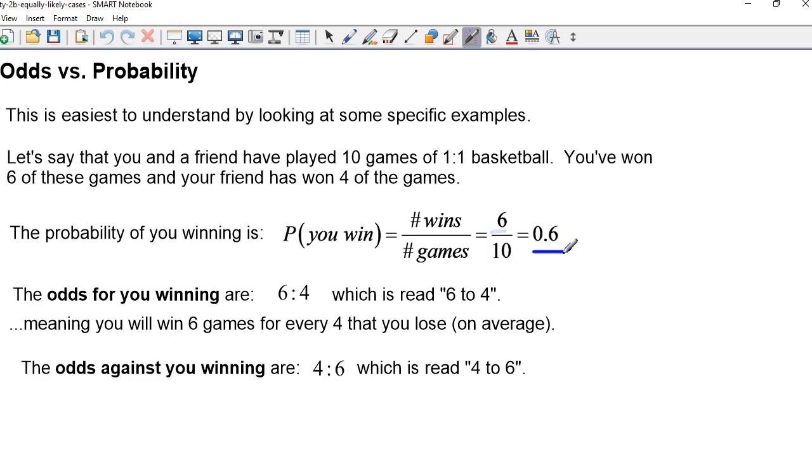But if we wanted to express it as odds, the odds for you winning are 6 to 4, where the word "to" is used when we talk about that little colon. So it would be read 6 to 4, which means you'll win 6 games for every 4 that you lose on average. The odds against you winning are 4 to 6. So it's just a different way to think of it, right? Probability is the number of wins divided by the total number, and odds are the number of wins compared to the number of losses.